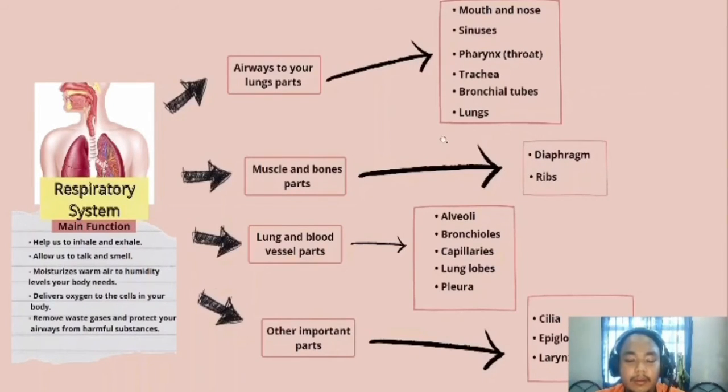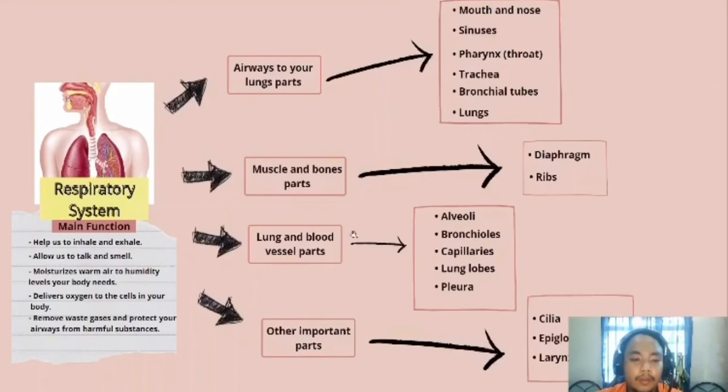And then we go to the muscles and bones part. Here we have two, which is the diaphragm. The diaphragm is the muscle that helps our lungs to pull and push. And then we have the ribs, which are the bones that surround our lungs and heart to protect them.